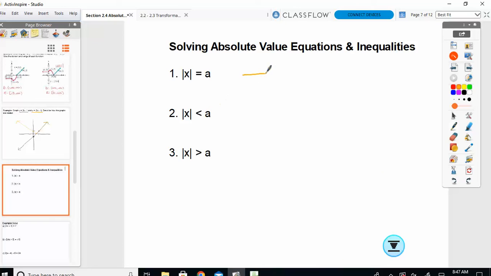So the rule is, and I want everybody to have this written in your notes, you have to do 2 equations. x could equal a, or x could equal negative a. So if you have an equation, you set it equal to the positive and negative, and you will get 2 answers there.